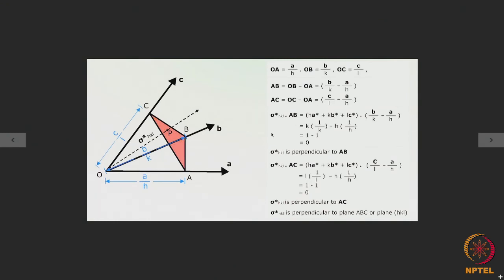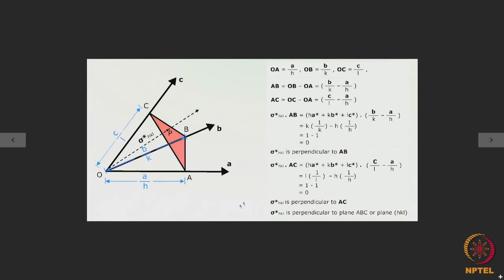Now, if we take a dot product between the sigma star HKL vector and the AB vector, in the component form we can write sigma star HKL is equal to h a star plus k b star plus l c star, and it is a dot product with b by k minus a by h. Now, if we do the dot product, it becomes equal to 0. And what does that indicate? If the dot product is 0, that shows that sigma star HKL vector is perpendicular to the vector AB.